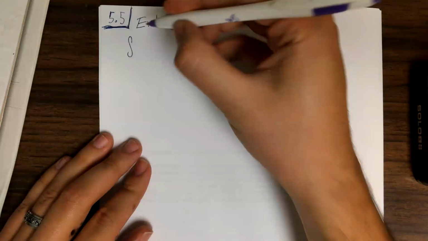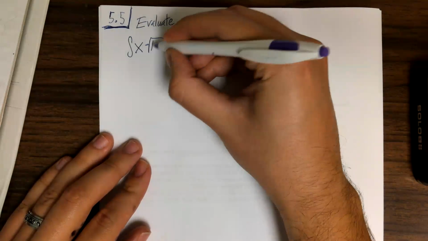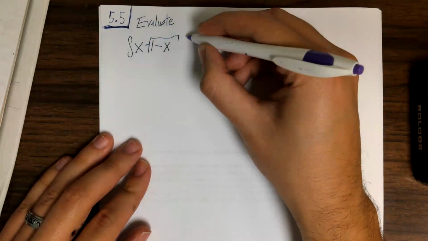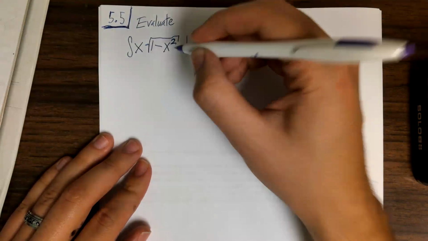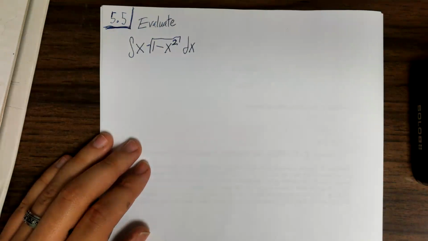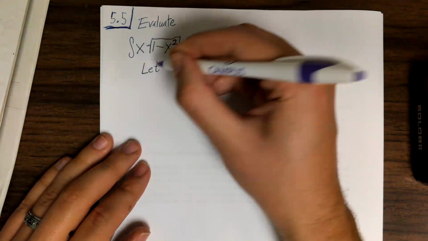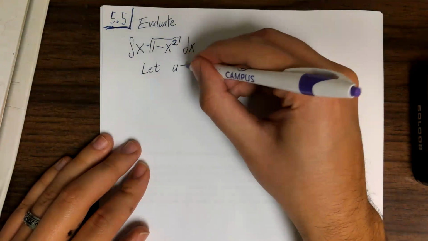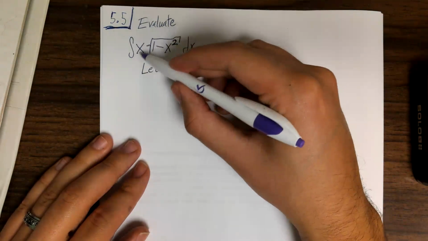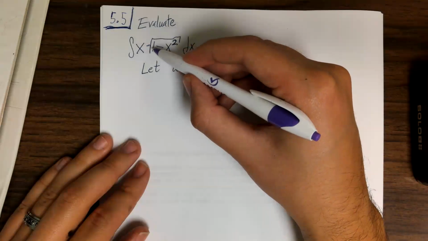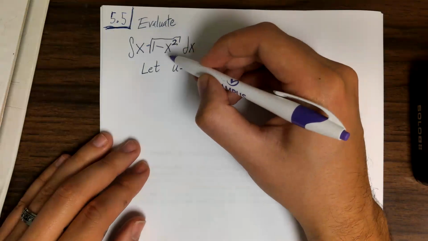So let's evaluate the following integral. I will take x times the square root of 1 minus x squared dx. Now, I think it's pretty clear that this integral is not in a standard form for which we can use. And even if I distribute this x into the radical, it still would not be in the form of an integral we could directly evaluate.